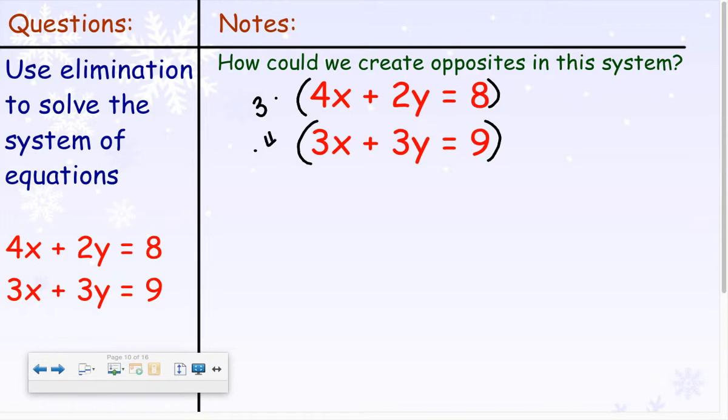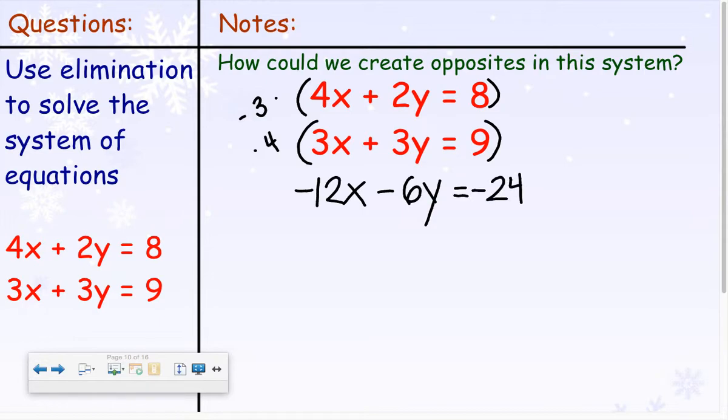Now the only thing I need to also make sure I do is those are going to make 12x. Each of them are going to make 12x. We need one of them to be negative 12. So let's say we'll times the top one by a negative 3. So let's see what happens. 4 times negative 3 is negative 12. Negative 3 times 2 is negative 6. Negative 3 times 8 is negative 24.